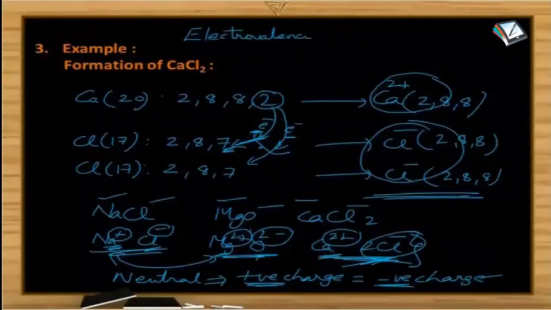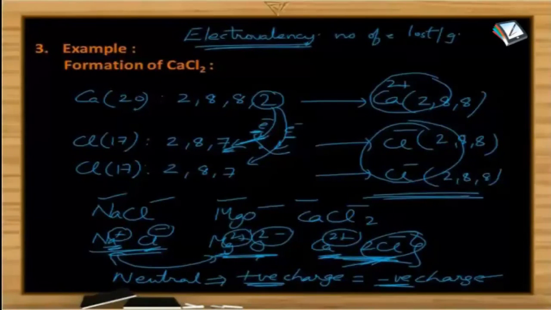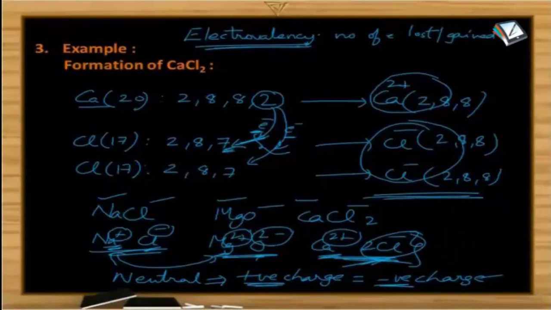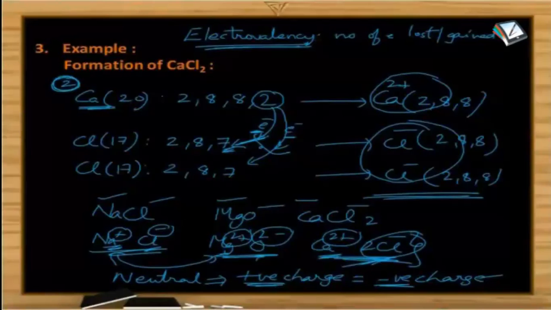Now let me explain one more new word, that is called electrovalency. So what is this electrovalency? Electrovalency is nothing but the number of electrons lost or gained by an atom during the formation of an ionic bond. Now when you take the case of calcium chloride, how many electrons did calcium lose? 2, isn't it? So the electrovalency of calcium is 2. And what is the case for chlorine? Each chlorine is accepting 1 electron. That is the reason the electrovalency of chlorine is 1.